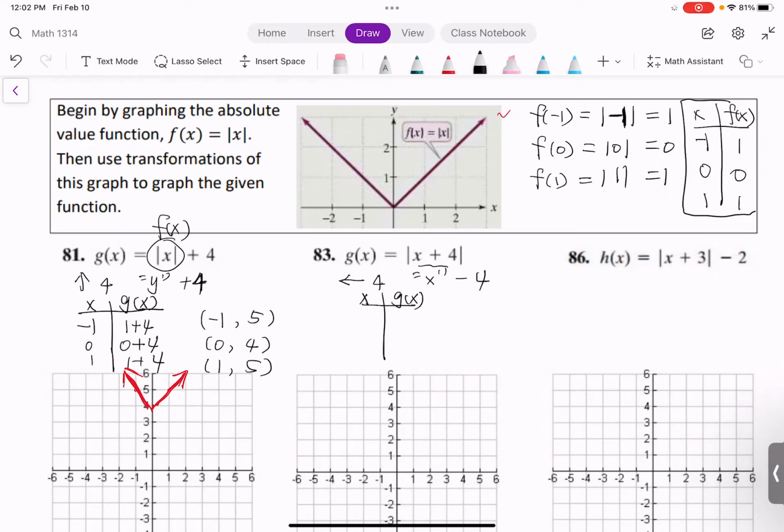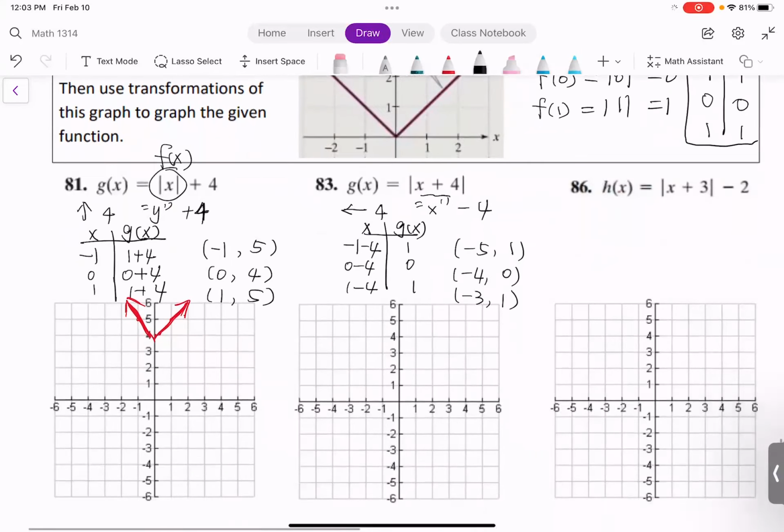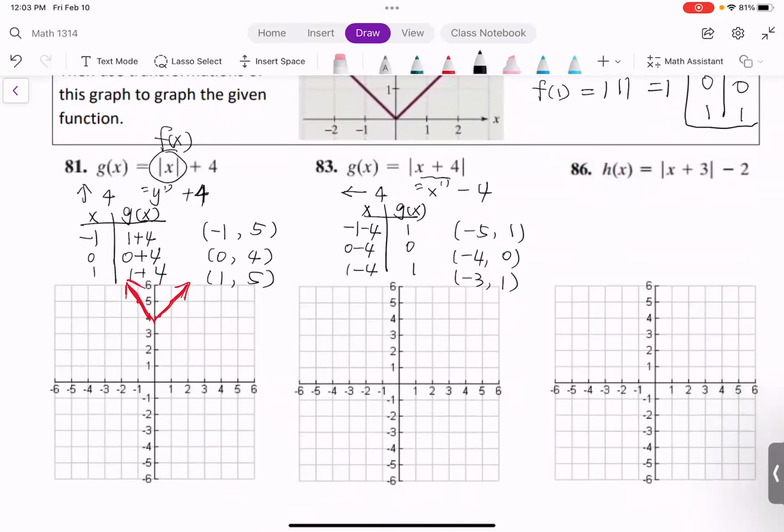Only the changed part is x. That means all the x minus 4: -1 minus 4, 0 minus 4, 1 minus 4. Y doesn't change: 1, 0, 1. New key points: -5, 1, -4, 0, -3, 1. Let's plot the points on the graph. -5, 1 here. Let's use red. And -4, 0 here, -3, 1. Line them up.